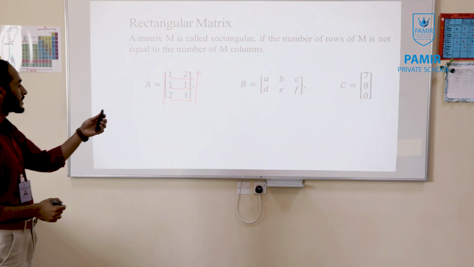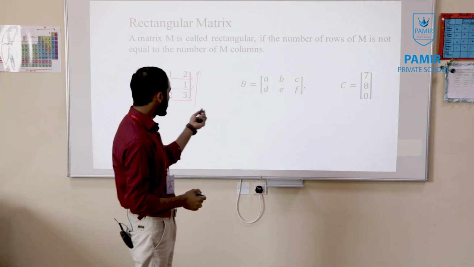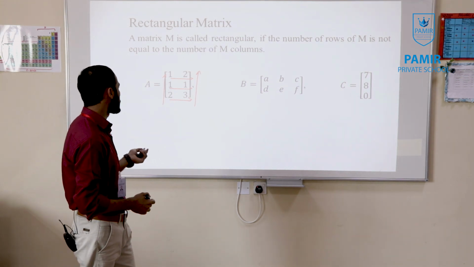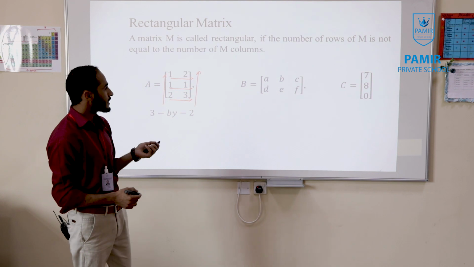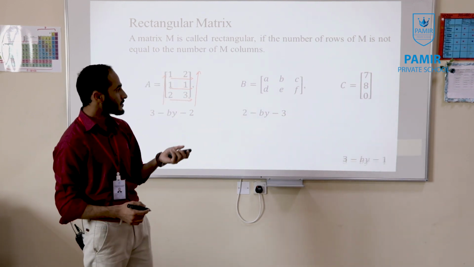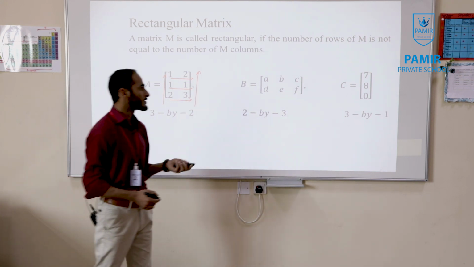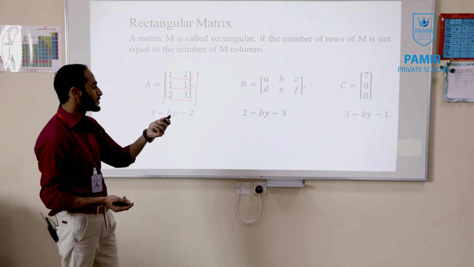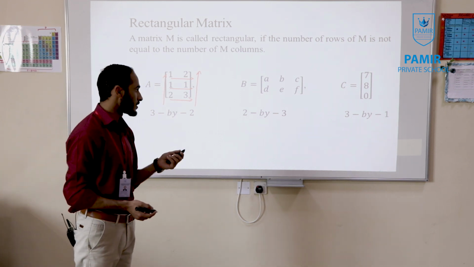So these are examples of a rectangular matrix, where we have a different number of rows and columns, meaning the rows and columns are not equal. Here the order of the first matrix is 3 by 2. In the second matrix we have 2 rows and 3 columns, and in the third one we have 3 rows and 1 column. The third one, matrix C, can also be called a column matrix because it has only a single column.